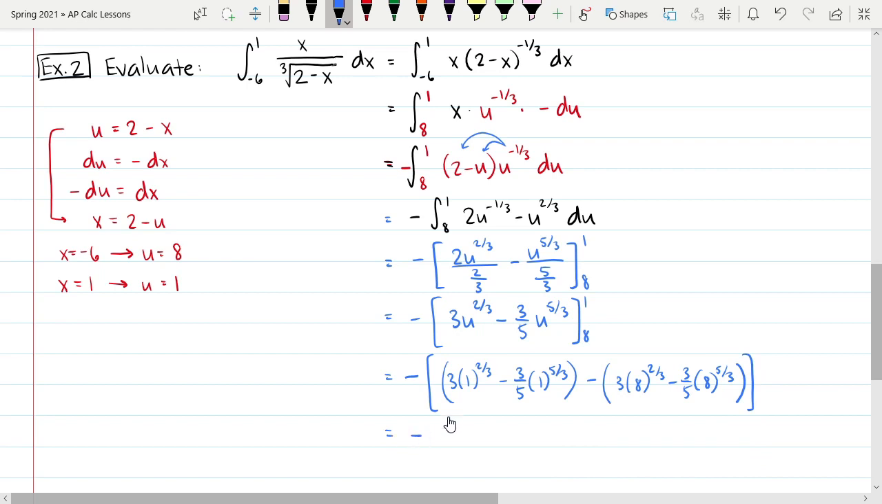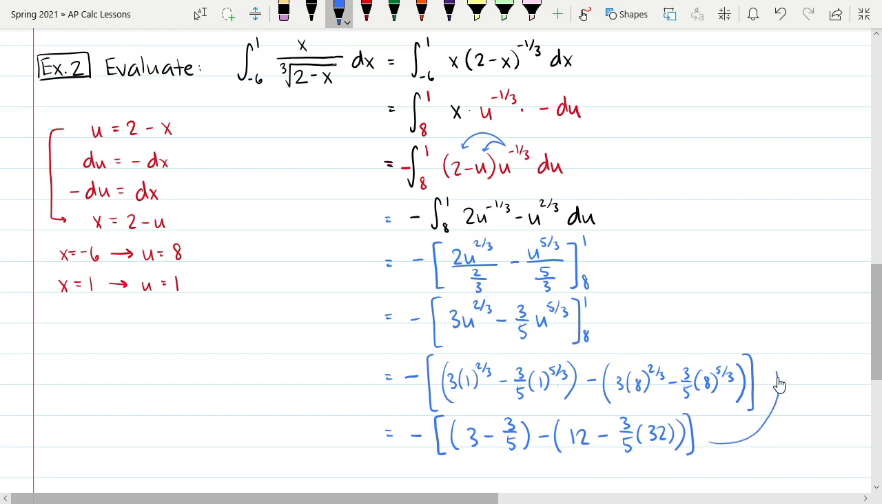All right, so now we have the opposite of, so this is just going to, of course, be a 1 and a 1. So I have 3 minus 3/5 minus, now 8 to the 2/3, remember the cube root of 8 is 2, and then 2 to the second power is 4. So I have 3 times 4, which is 12, minus, I have 3/5 times, now the cube root of 8 again is 2, 2 to the 5th is 32.